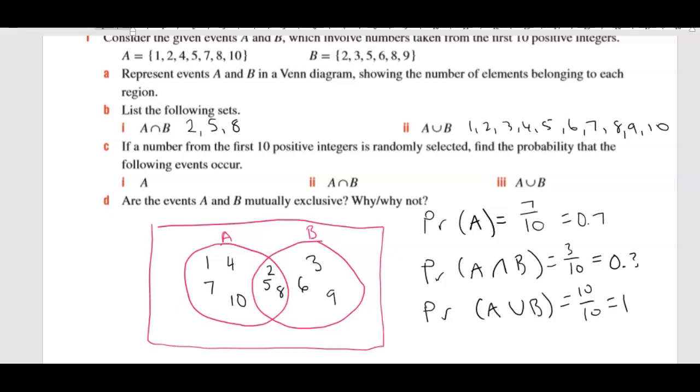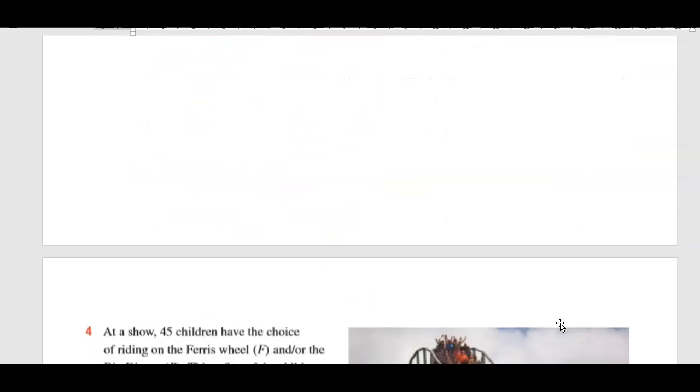Now, last question, are the events A and B mutually exclusive? Why or why not? So basically, they have numbers in common, so they can't be mutually exclusive. If they didn't have numbers in common, so if you were doing all the odd numbers and all the even numbers, they would be mutually exclusive, but they do have numbers in common, so they're not mutually exclusive. All right, let's scroll down.